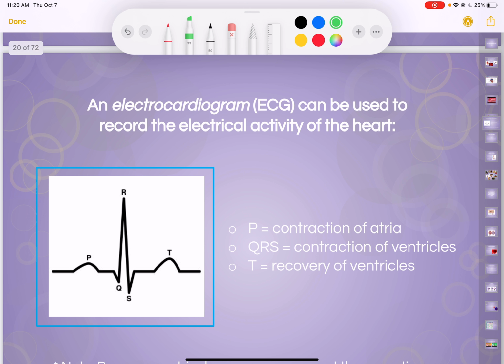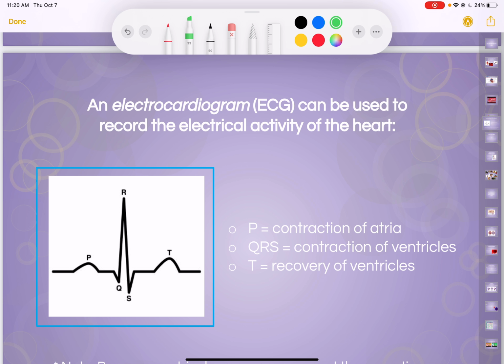And then the last section here on the heart is about ECGs. These are called electrocardiograms, and they can be used to record the electrical activity of your heart. So if we want to see if your heart is beating properly, we can look at your ECG. And when we get back into class, I have an ECG machine that we can test our own heart rates with, using the calculators we have in class, to see what your ECG readout would look like.